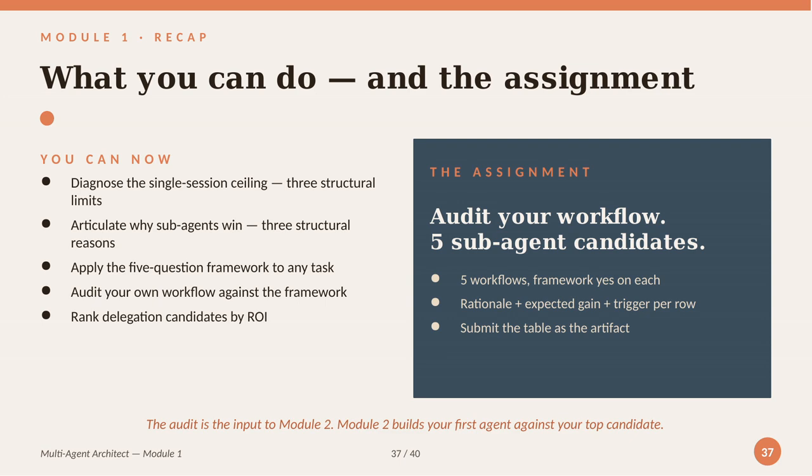Module 2 takes your top candidate and walks you through building the actual subagent: front matter, description, tools, system prompt. Without the audit, Module 2 has nothing to build against. With it, you walk into Module 2 with a specific candidate and clear specifications.